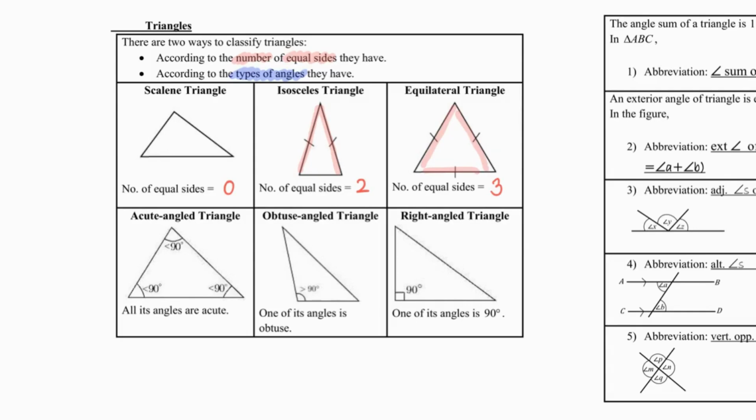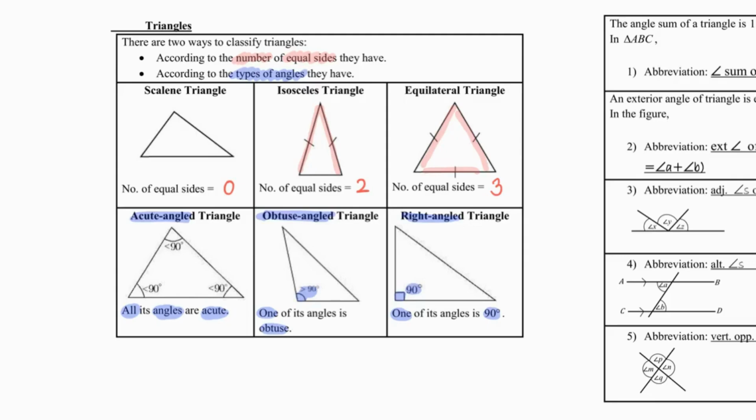Acute angle means that all of the angles are acute, or less than 90 degrees. If it is an obtuse angle triangle, 1 is obtuse, which means more than 90 and less than 180. If it is a right angle triangle, 1 is 90 degrees.